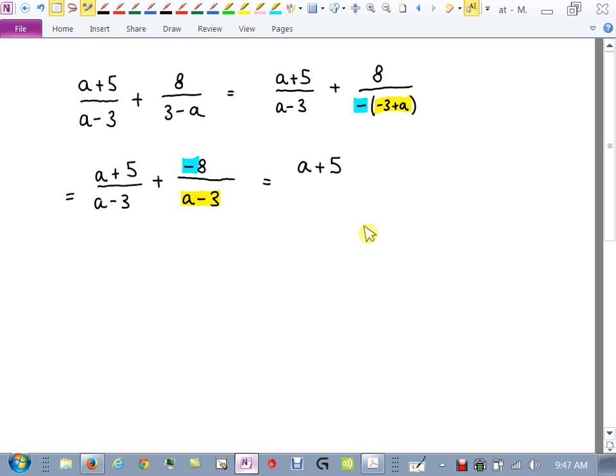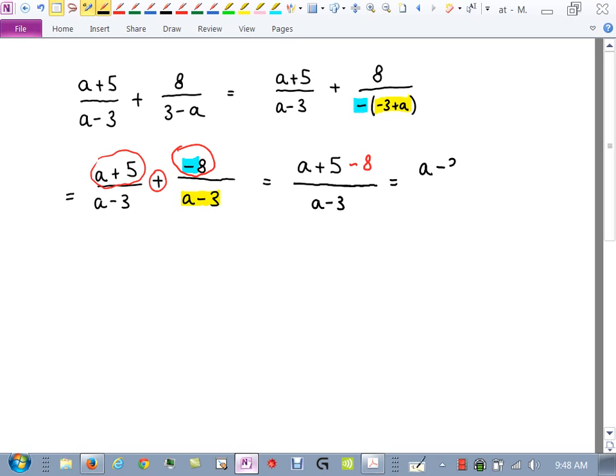Okay, so what am I going to be doing? The A plus 5, and then I'm going to add to that negative 8, which is the same as subtracting 8, isn't it? Adding a negative is the same as subtraction. So this is really minus 8, and then all of that over my common denominator. And what does the numerator turn out to be here?